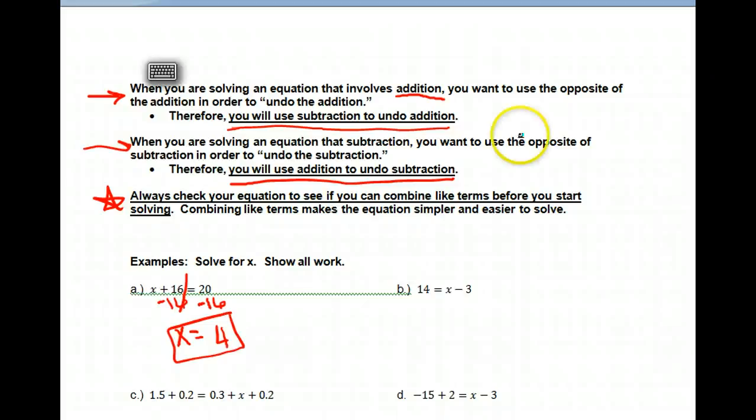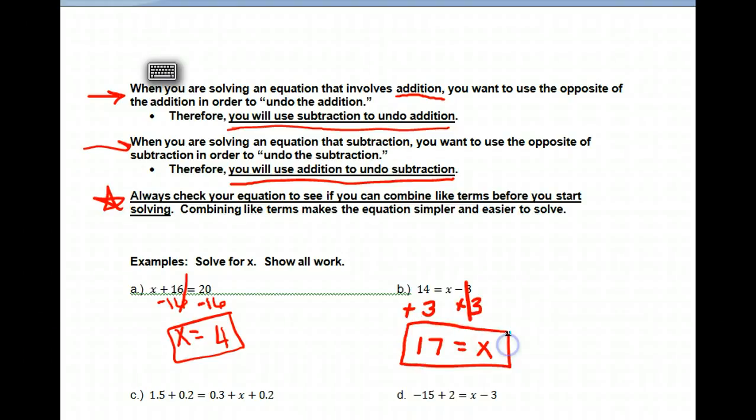Example B, you have 14 equals x minus 3. Now in this problem we are trying to undo subtraction. To undo subtraction, we want to add. So we are going to add 3 to both sides. Negative 3 plus 3 makes 0. 14 plus 3 makes 17. So we have that x equals 17.